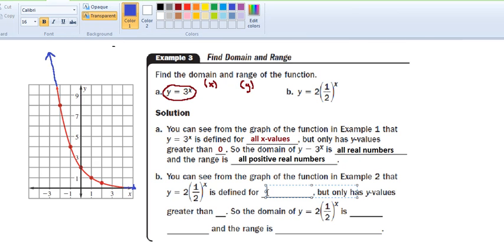So this is pretty similar to the last one. This graph is defined for all x values, but here's the important part. Actually, let's add this in here too. It has y values that are greater than 0. So the domain is, again, just look here. It goes as far as it can to the left and as far as it can to the right. And that means that we're talking about all real numbers when we talk about the domain or the x values. And then the range, again, because it's over 0, is going to be all positive real numbers.